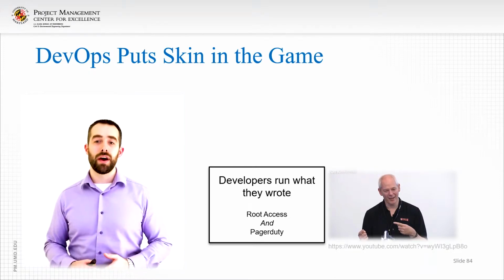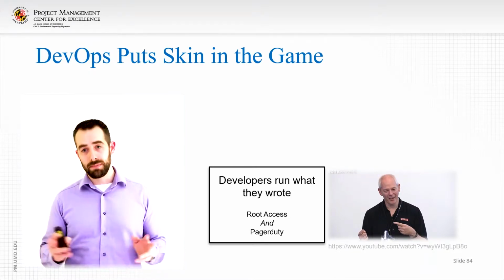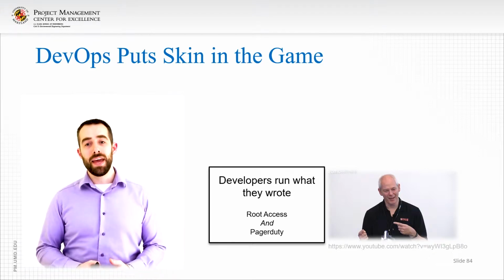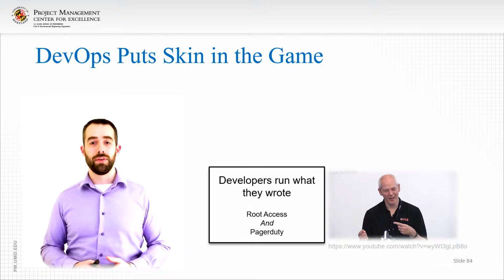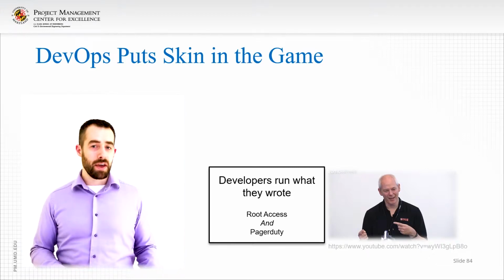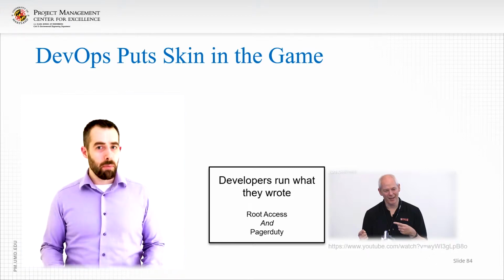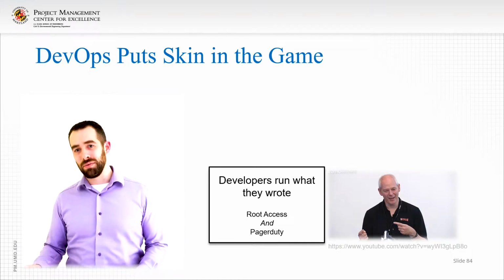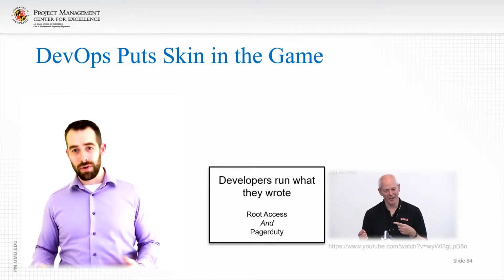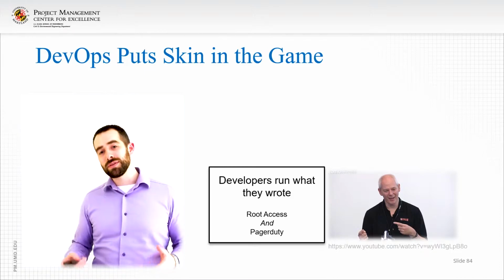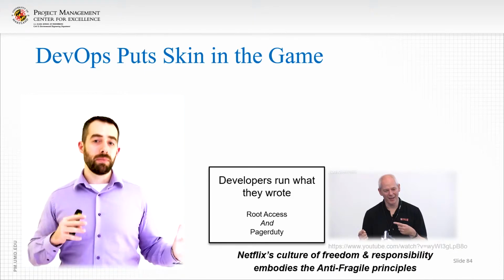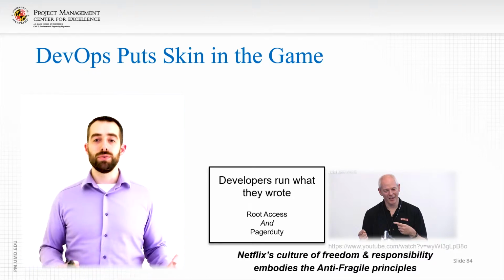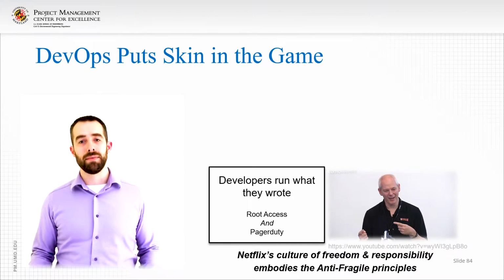And what Adrian Cockcroft talked about in his talk, Speed Wins, is that they gave developers the responsibility to run the code that they wrote. So basically they got root access, which allowed them to change anything, but they also got pager duty, which meant that if anything broke, they were on the hook. So this was kind of built into what was called the Netflix culture of freedom and responsibility. You're free to do what you want, but you're responsible for your impact.